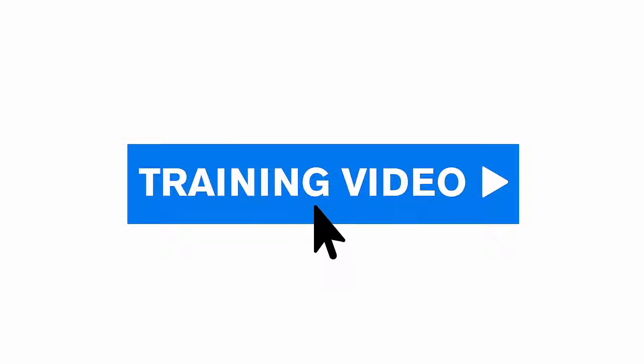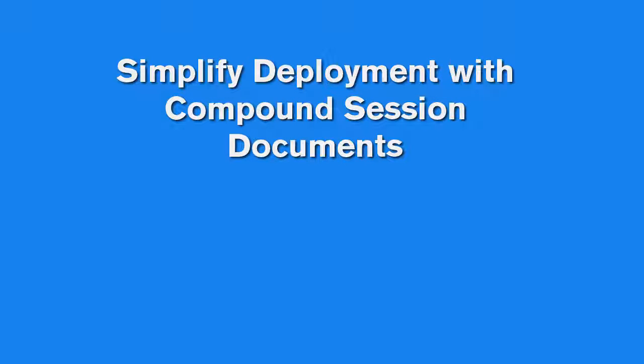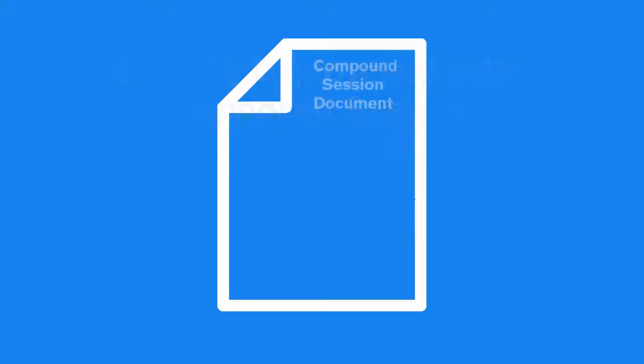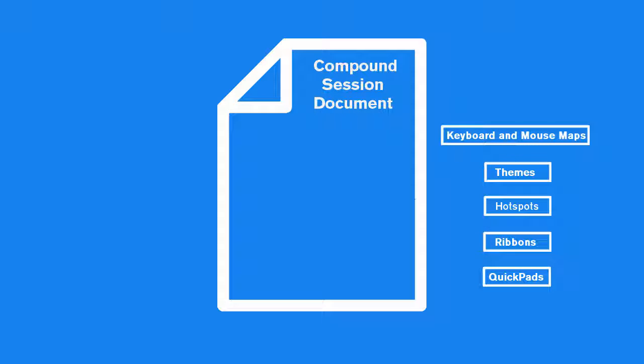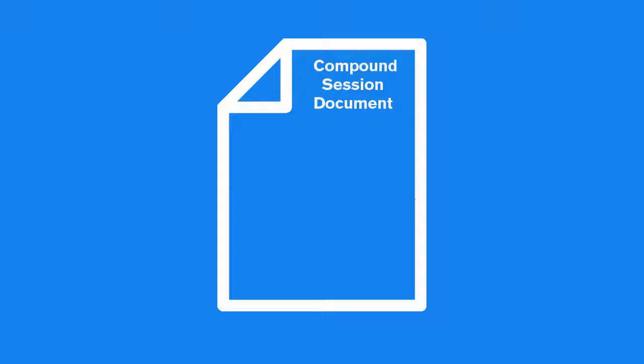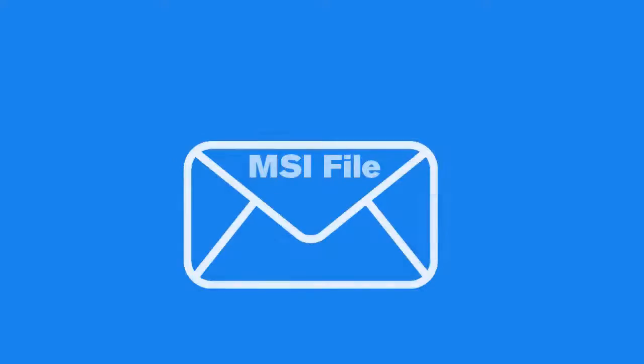This training video shows how you can simplify your deployment by saving custom Reflection settings in a compound session document file, a new feature in Reflection Desktop 16. We'll talk about the types of settings you can save in these files and compare them with regular session document files. Then we'll walk through an example that shows how to create a session with a custom keyboard map, save these settings in a compound session document file, and then package that file in an MSI that you can deploy to users.